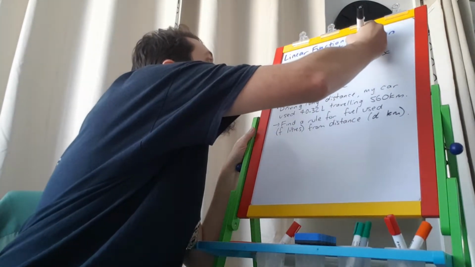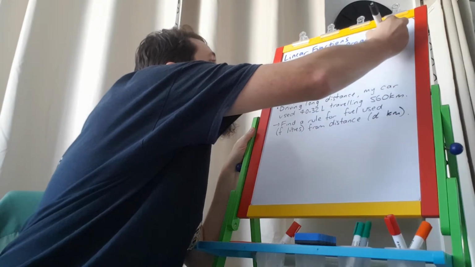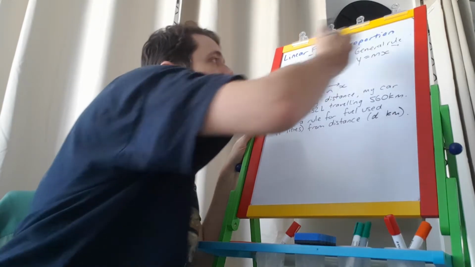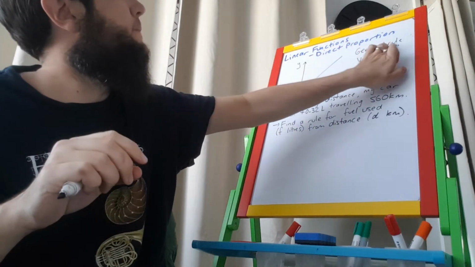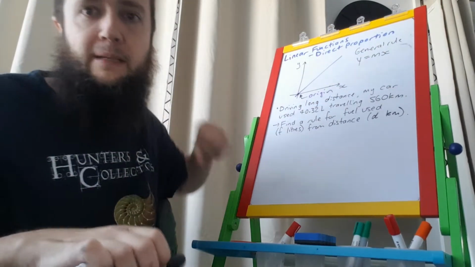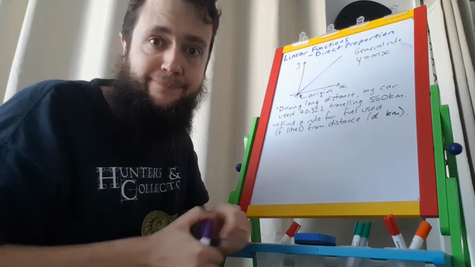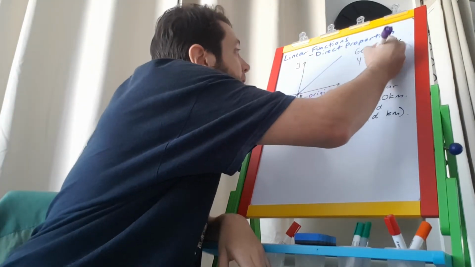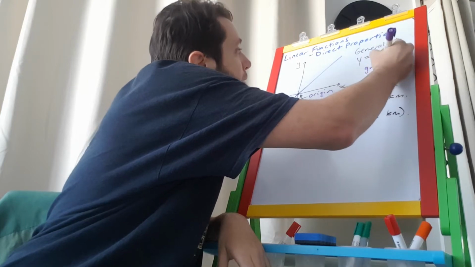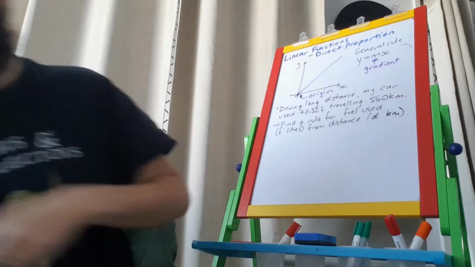So the general rule looks a little like this. You may have some different variable labels in there. And of course you need to remember what m is. What's m? It's our friend gradient, right? And we've gone into how we are meant to calculate gradient previously.